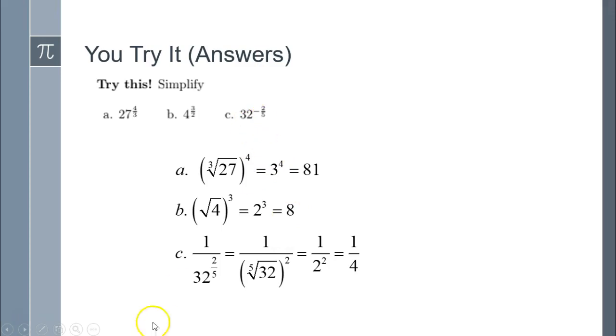32 to the negative 2/5 becomes 1 over 32 to the positive 2/5, which is 1 over the 5th root of 32. Then you square that. The 5th root of 32 is 2. So I get 1 over 2 squared, or 1/4. Hopefully you are seeing the pattern now and it's becoming more recognizable and a little easier to deal with.